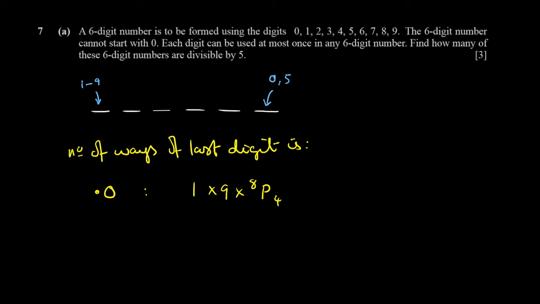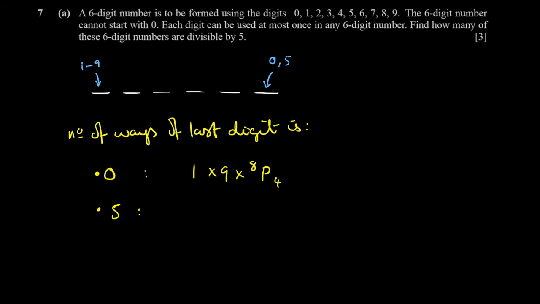Okay. Now, what about if my last digit was 5? Let's consider the second alternative. If my last digit was 5, there's only one way of choosing that last digit, because it's 5. How many ways are there of choosing the first digit? Well, I have the numbers 1 to 9, except the number 5, because I can't choose that as I've already used it up. So actually I've got 8 ways of choosing the first digit. And then again, I've got to arrange 4 numbers taken from 8 numbers. So that's going to be 8P4.